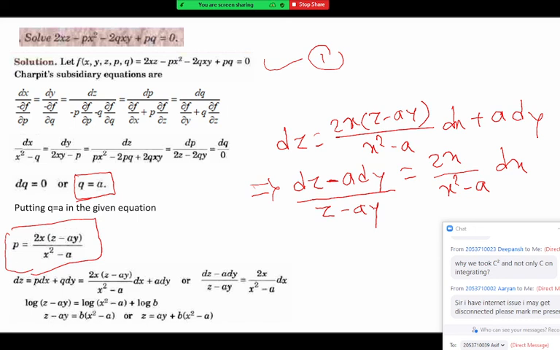Are you getting this? This is a variable separable form, and that's the step written here. Now it is in the form of f dash x upon fx. What's the integration of the LHS? Derivative of the denominator is present in the numerator. F dash upon f gives log f. So log of the denominator, it is written there, log of z minus ay. It is the same thing on the right hand side also, log of x square minus a, because the derivative of the denominator is present in the numerator. And plus the constant of integration.